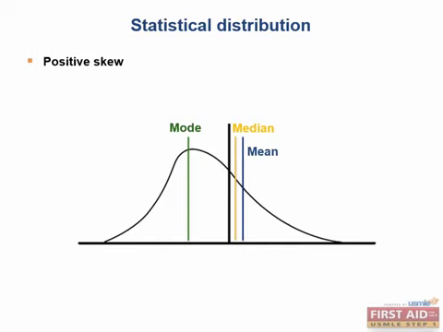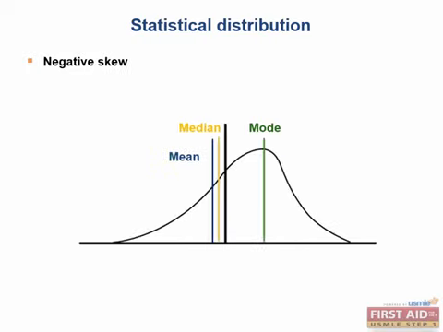In these distributions, the mean is usually greater than the median, which in turn is typically greater than the mode. A negative skew in a distribution occurs when there's asymmetry, when the tail is on the left. In these distributions, the mean is usually less than the median, which in turn is typically less than the mode.